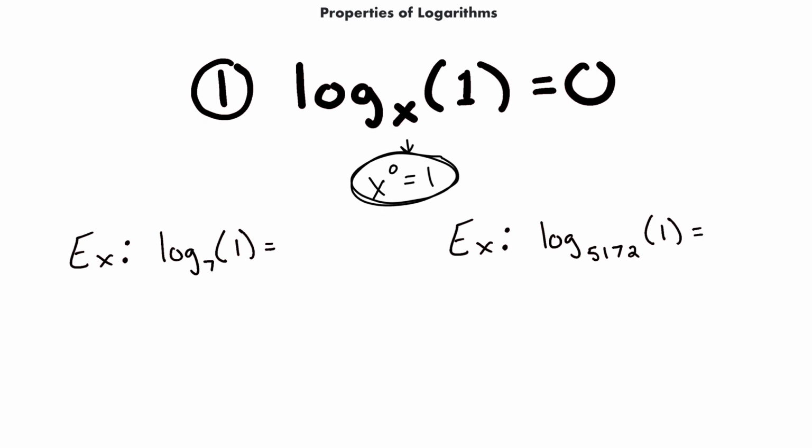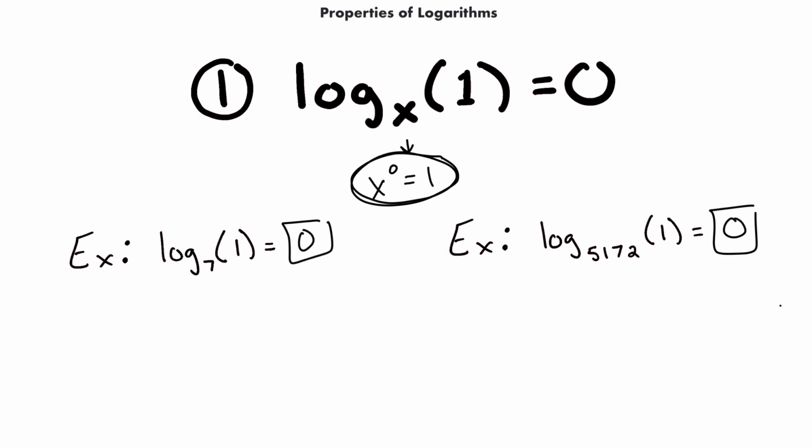So what does that mean? For my 2 examples, if you have log base 7 of 1, that's just equal to 0. Whenever the interior of the logarithm is equal to 1, the answer is just 0, no matter what. Problem 2. Log base 5,172 of 1. Even though this is a really, really large number, I don't care. If this is equal to 1, then the answer is 0.